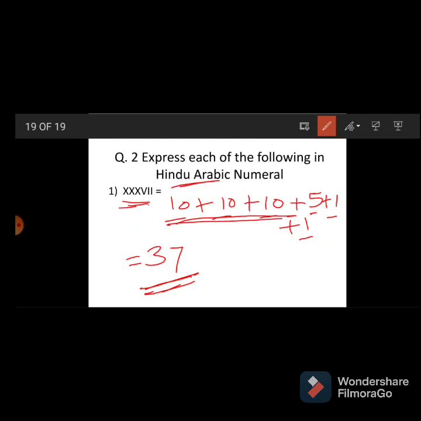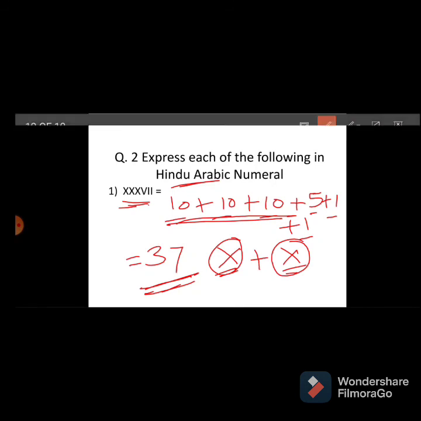And another very important instruction is this: don't write a plus or minus sign in between the symbols which you are using to denote Roman numerals. Okay, and then see the second example.